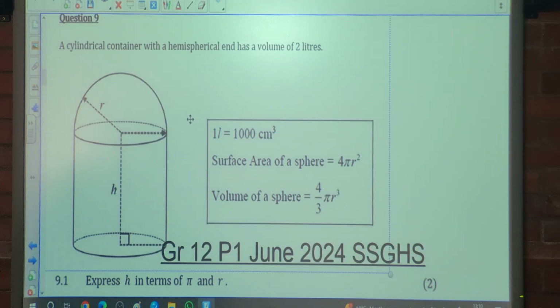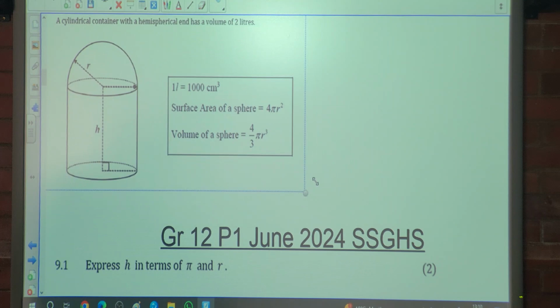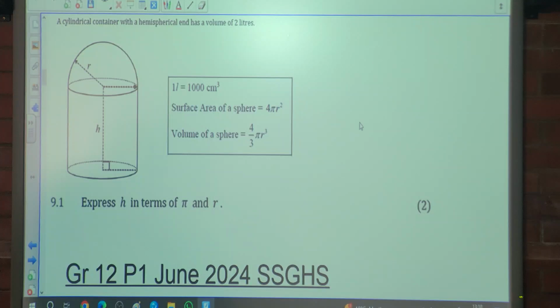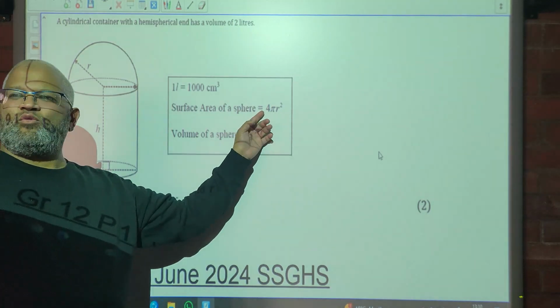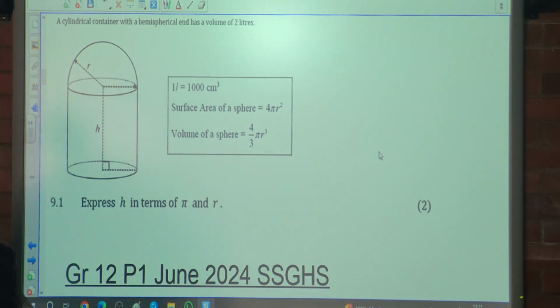Right. So we're told that the cylindrical container with a hemispherical end has a volume of 2 liters. We are told that 1 liter is equal to 1000 centimeters cubed. The surface area of the sphere is 4 pi r squared. Remember, this is of a sphere. What is represented here is a hemisphere, so half of the sphere. The volume of a sphere is 4 over 3 pi r cubed. Again, that is of the sphere, so half of that will be of the hemisphere.